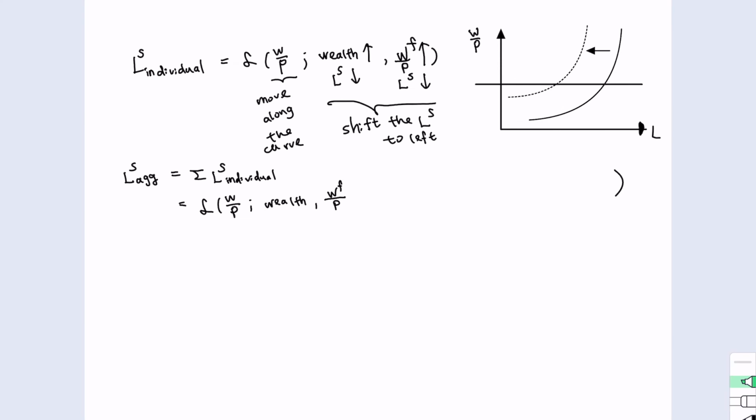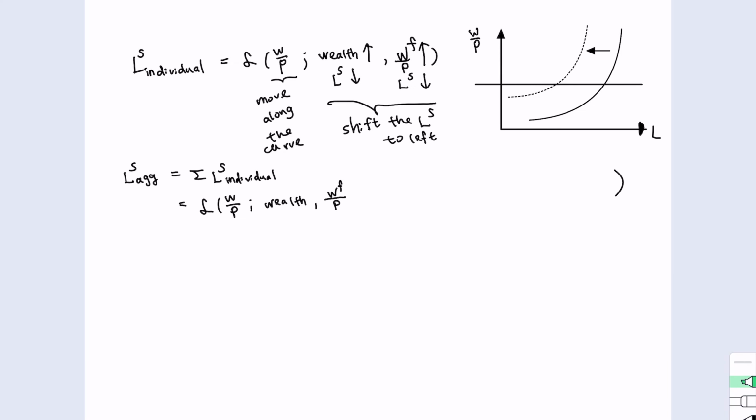So again, when the real wages get increased, then the quantity of labor supply from the aggregated perspective will move along the aggregated labor supply curve. However, when there are changes in the wealth or the future wages, then the change of the quantity of labor supply indicates that it will associate with the shifting of the labor supply curve.